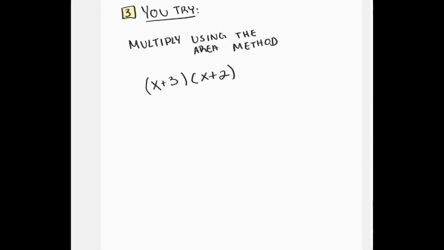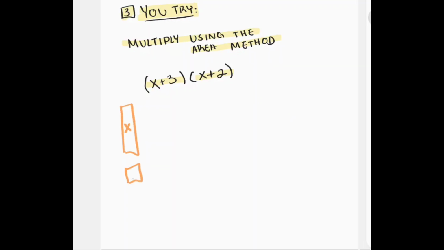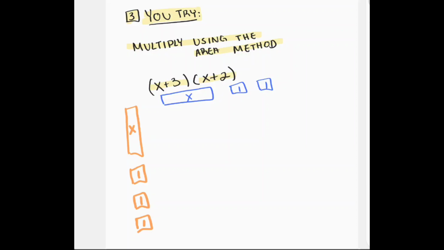For box number 3, you have to try it by yourself first. Remember to multiply using the area method, and we're going to multiply the binomial x plus 3 times x plus 2. While you try to do it, I'm going to draw the area tiles. Now you can see we have the same. I have x, 1, 1, 1, x, 1, 1, 1.